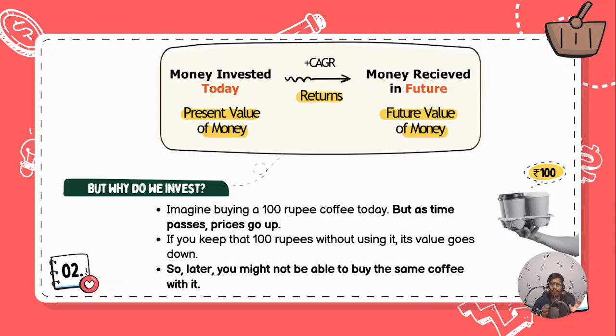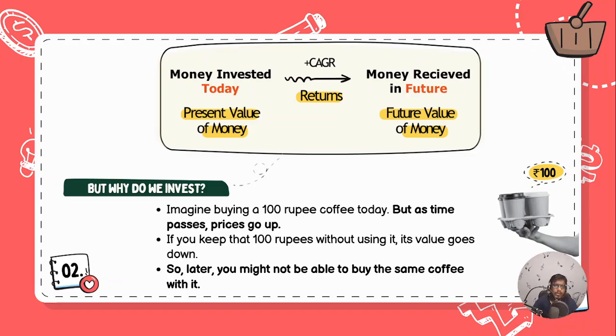Money invested today plus CAGR, which is the compounding annual growth rate, which is nothing but interest for now. I have explained returns in my different video, you can check it from here. However, for now we just have to understand CAGR as the return which you get on your investment. The money you have invested plus that CAGR becomes the future value of your money, which is the money you will receive in future.